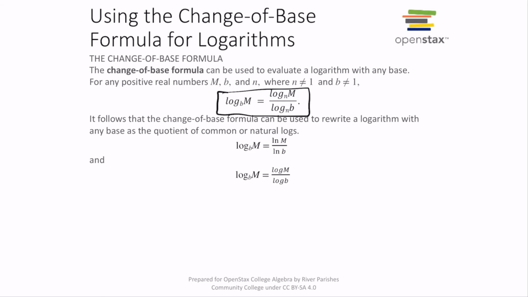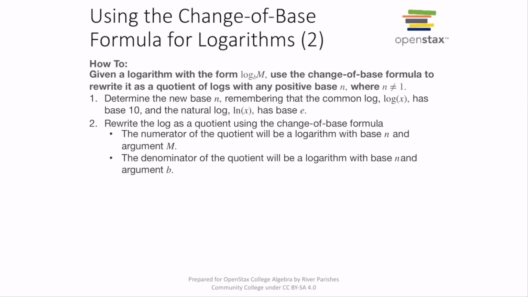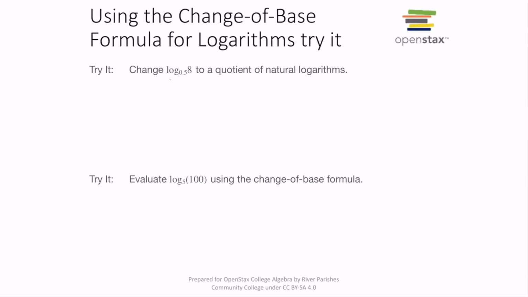The simpler way we generally do this is either we write ln m by ln b or we write log m by log b. So this is the way we generally find the values of logarithms with unknown bases. So we convert it to simpler bases and find the value. So how would you change log base 0.5 of 8? So we have log 8 base 0.5.